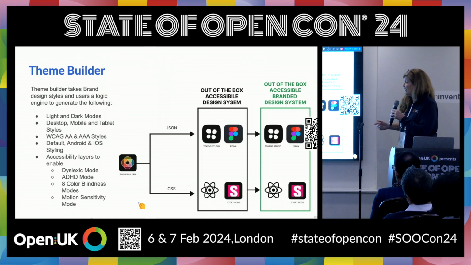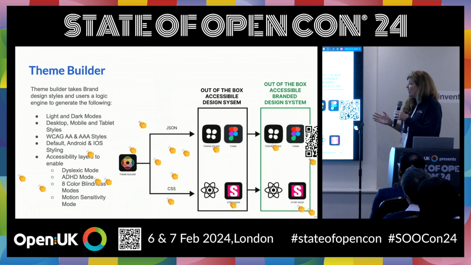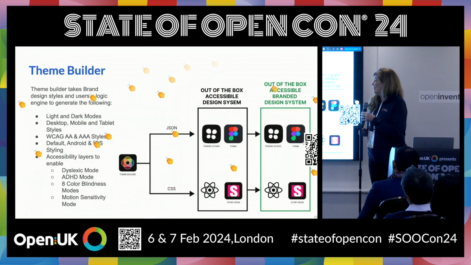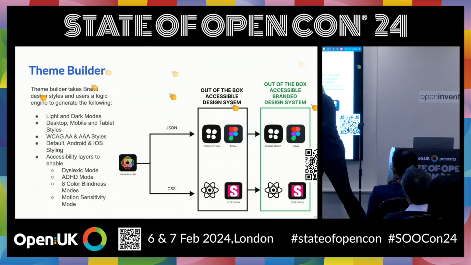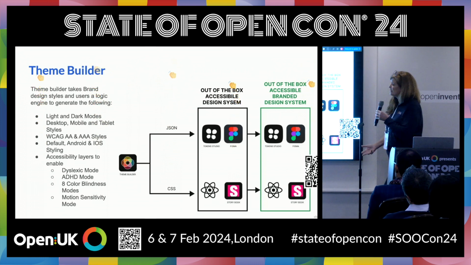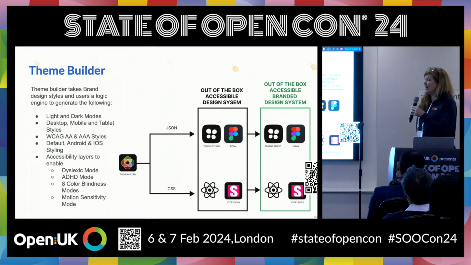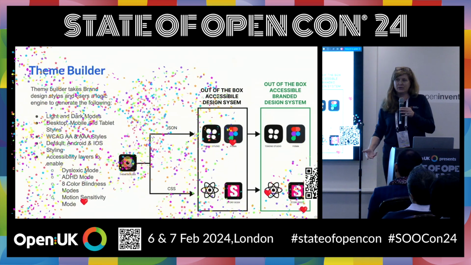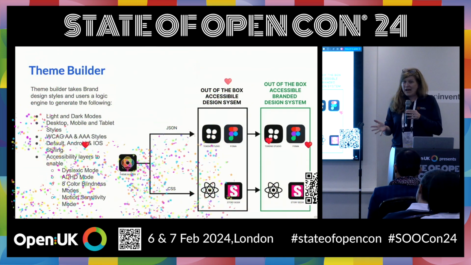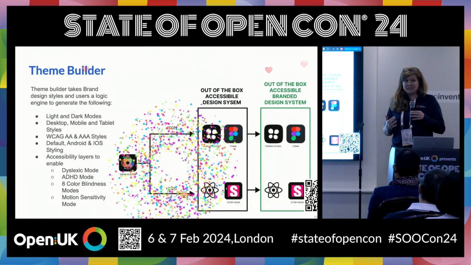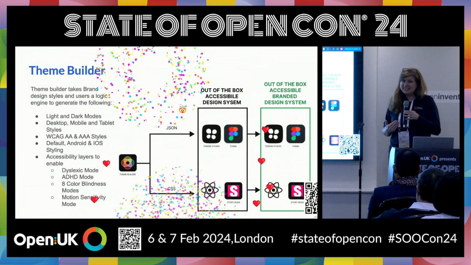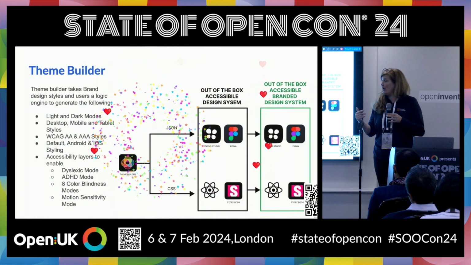We're also going to render things in Android, for iOS, for tablet, for desktop. And then we have these additional layers that I mentioned. We create a dyslexic mode, an ADHD mode. We have 8 types of color blindness, and we have a motion sensitivity mode. A lot of motion is in applications these days, but people get triggered by motion in applications, and a lot of people just find it dizzying. So people can now turn that on and off.